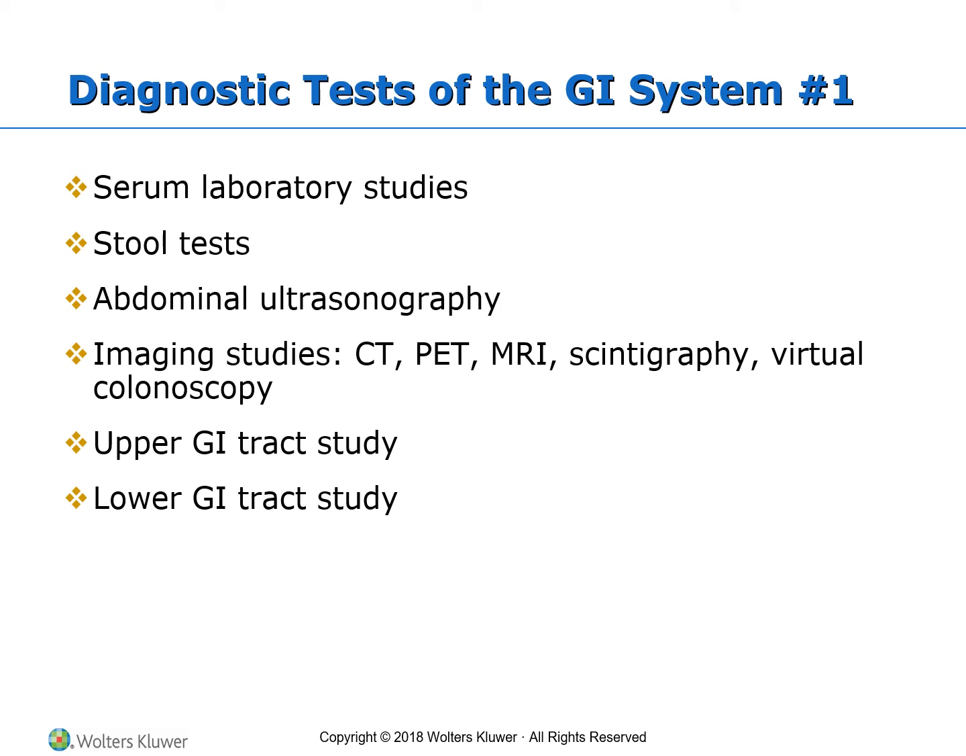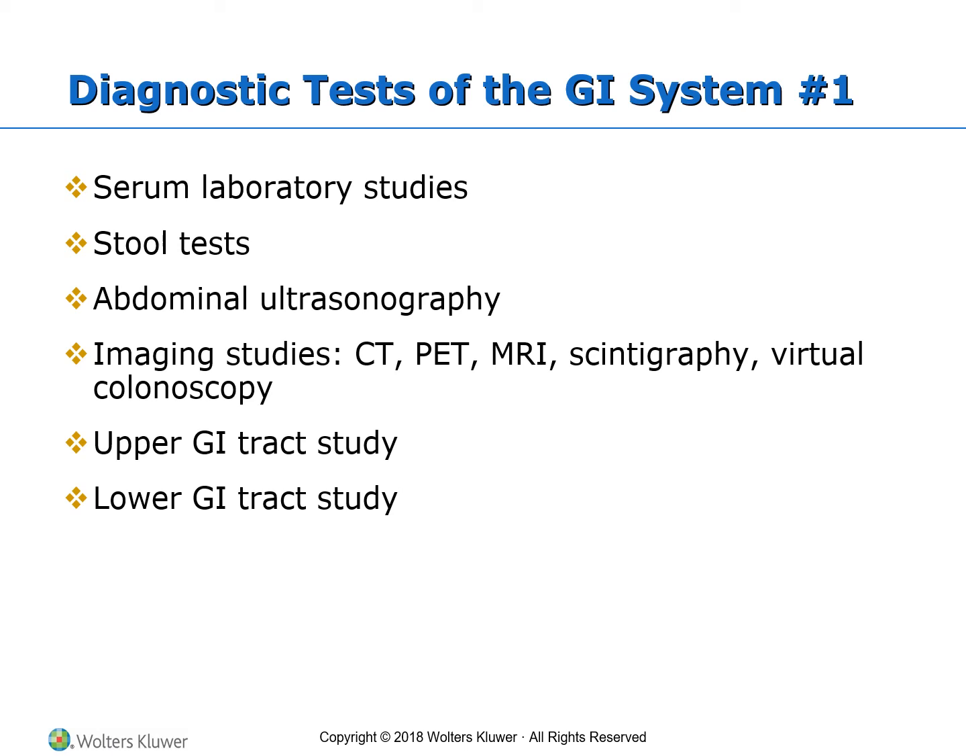Lower GI tract study, generally the patient's given a barium enema, so instead of swallowing the barium, they'll actually inject it via an enema. And this can be given to detect the presence of polyps, tumors, or lesions of the large intestine, also around the perirectal area and just inside the rectum. Can also detect anatomic abnormalities, any kind of malfunctions of the large bowel.